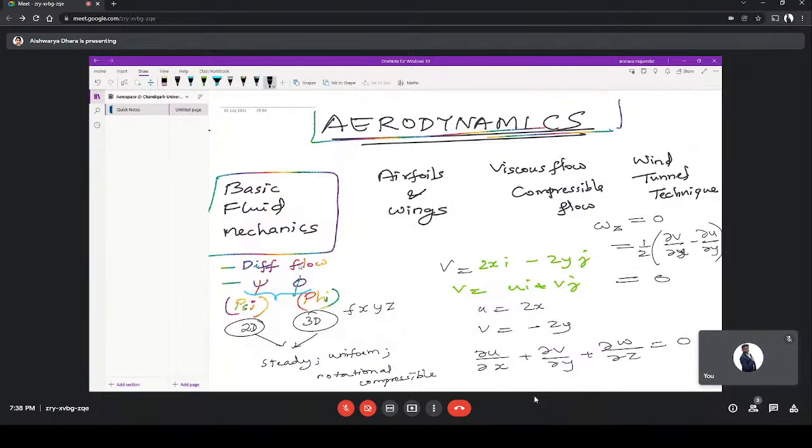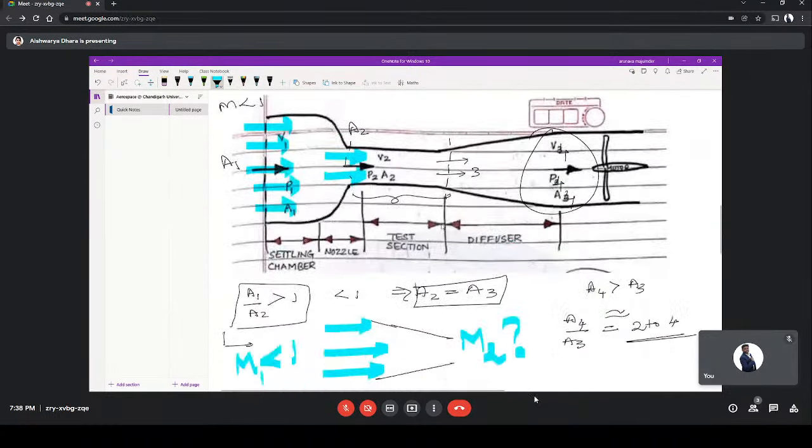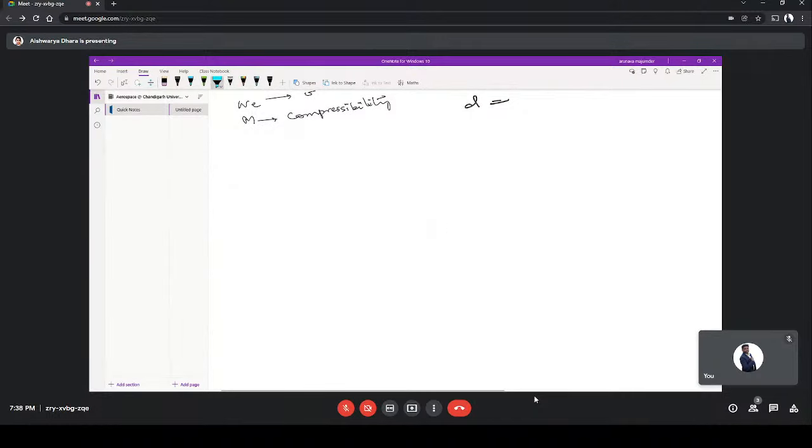Now moving forward to airfoils and wings. Mostly in this particular topic, I will tell you how you can prepare and brush up on airfoils and wings. First of all, in airfoils, thin airfoil theory: have a look at the assumptions they have considered in the thin airfoil theory. What are the final expressions that they have obtained?